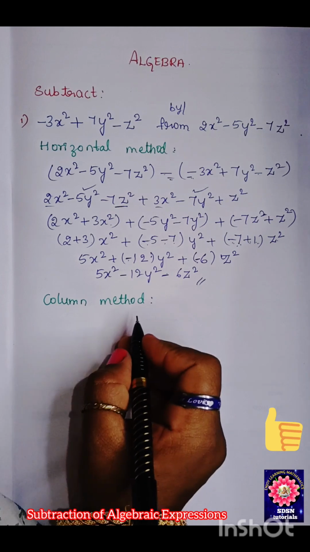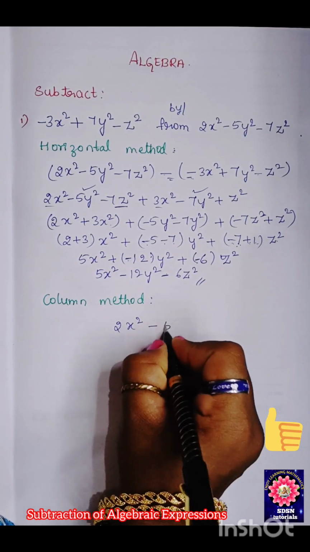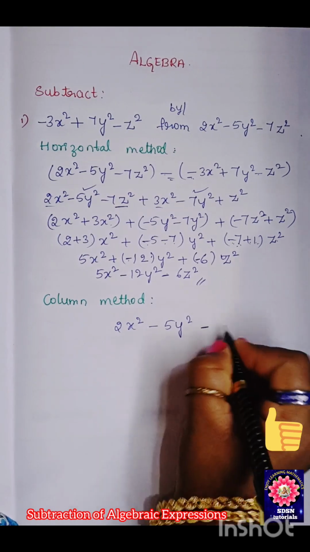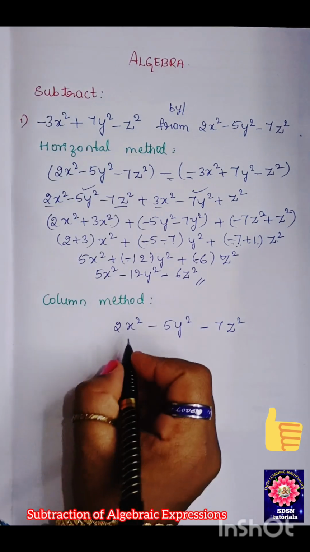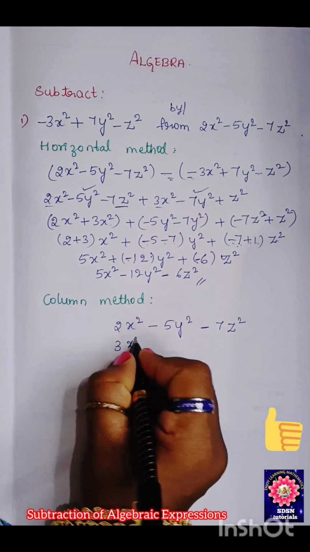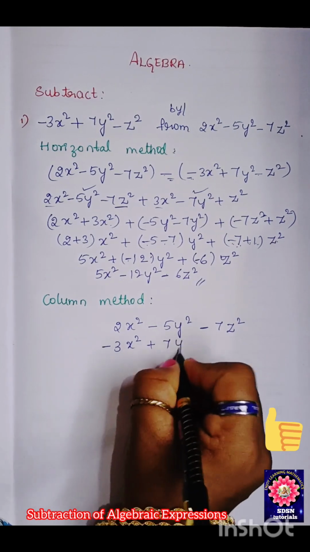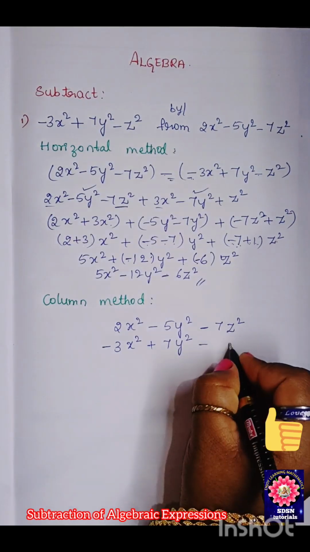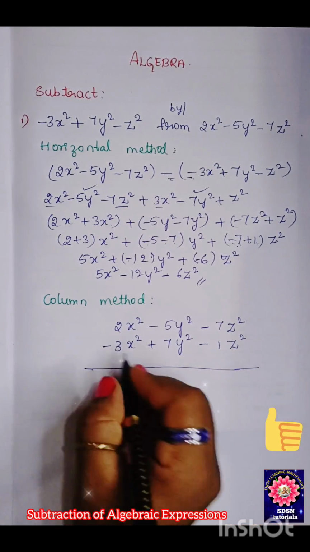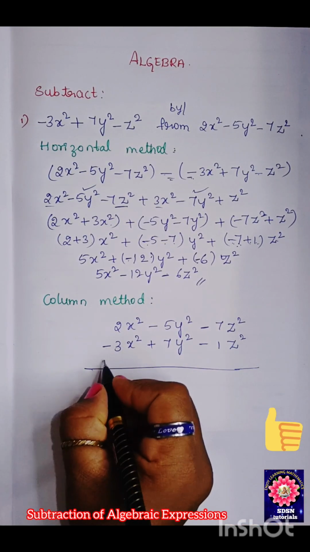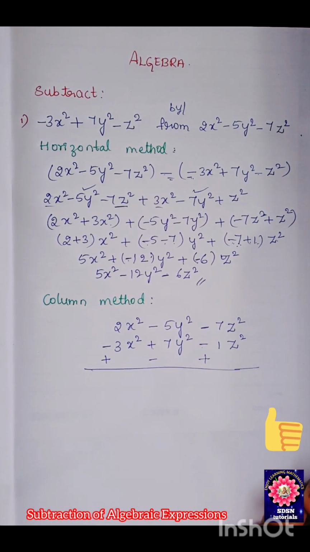In column method, write 2x square minus 5y square minus 7z square. Write minus 3x square in the x column, plus 7y square in the y column, minus z square in the z column. Here the coefficient of z square is 1. So change the sign. Minus will become plus, plus will become minus, minus will become again plus.